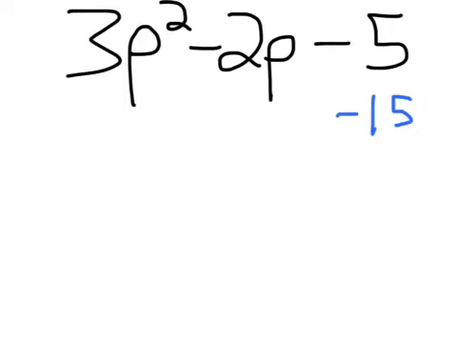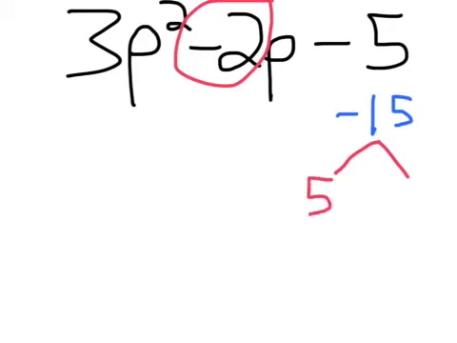Now your goal is to think of two numbers that multiply to be negative 15 and add up to be that middle term still, that negative 2. And if you think about it for a little bit, you can play with a couple of numbers. The numbers you should come up with are negative 5 and positive 3, because negative 5 times positive 3 makes negative 15. Negative 5 plus 3 makes negative 2.